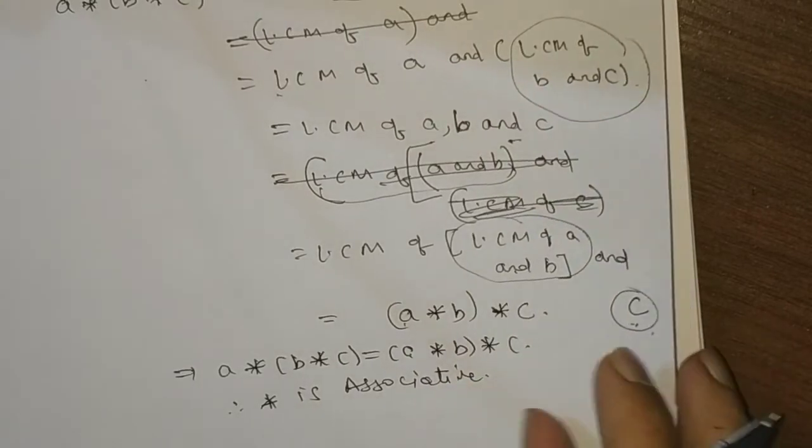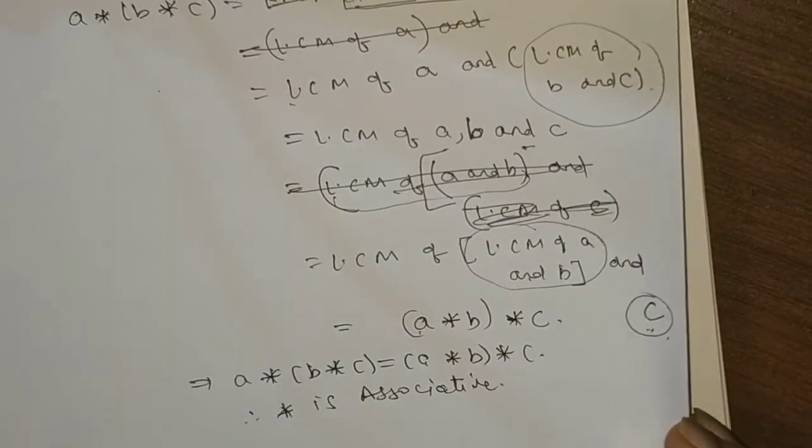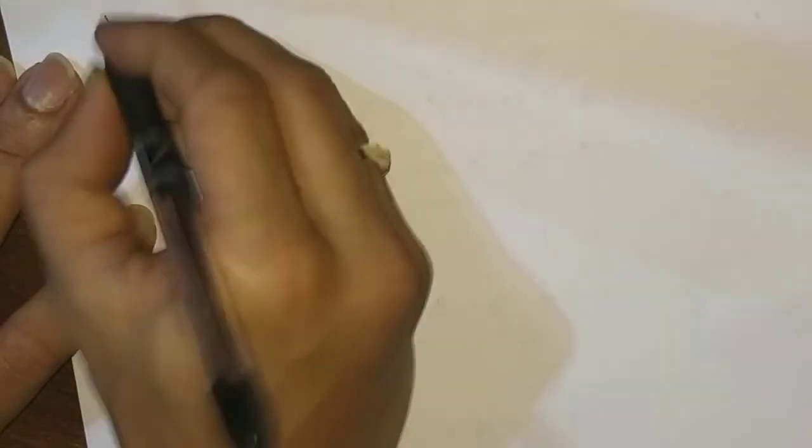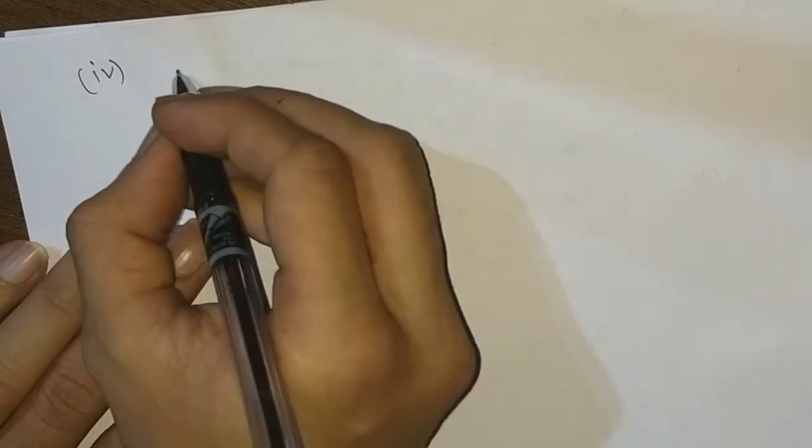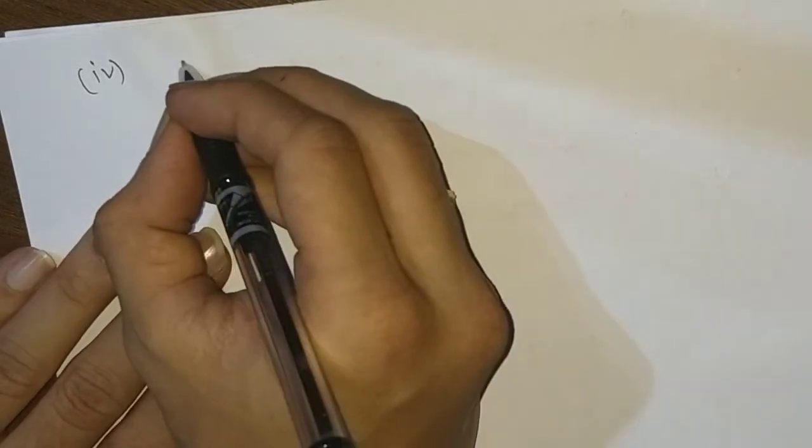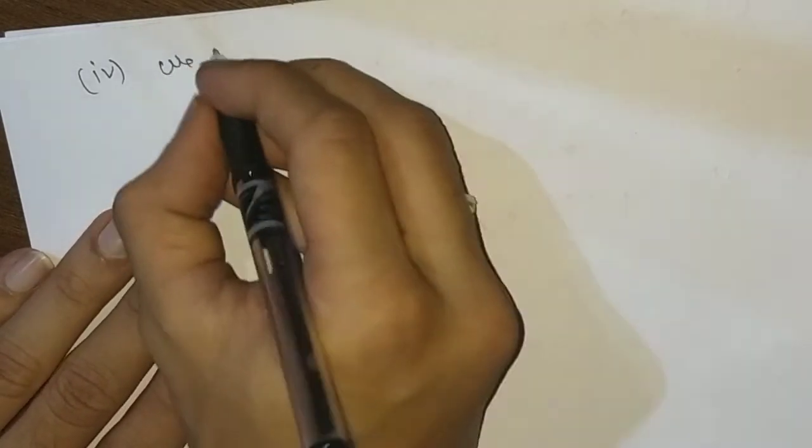So that is the third problem. Now let us do the fourth problem. The fourth problem is they are asking you to find the identity of star in N. You have to find the identity of star in N. Now if you look at the operation star, that is LCM of A and B. So if you want to find the identity, what we have to find?